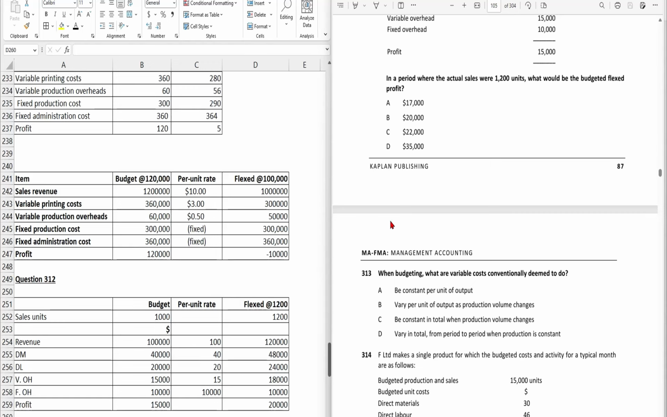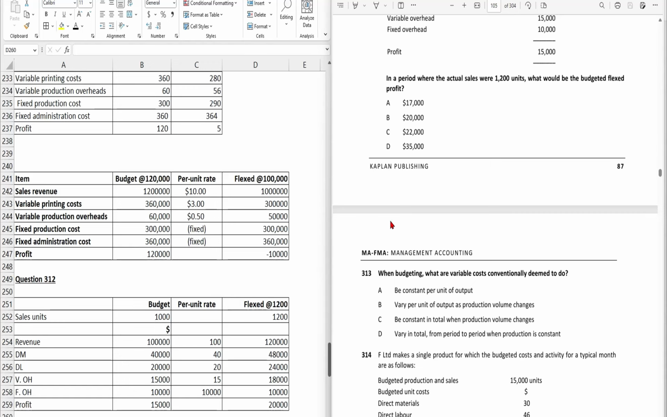Okay, now question number is 313, and the question is saying, when budgeting, what are the variable costs conventionally deemed to be? Okay, so let's evaluate the options. So first one is, be the constant per unit of output.